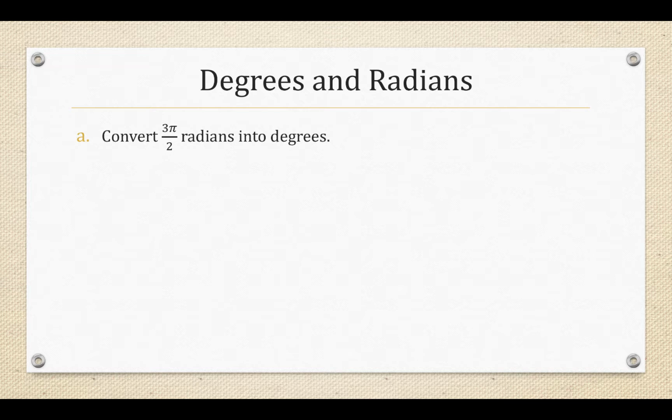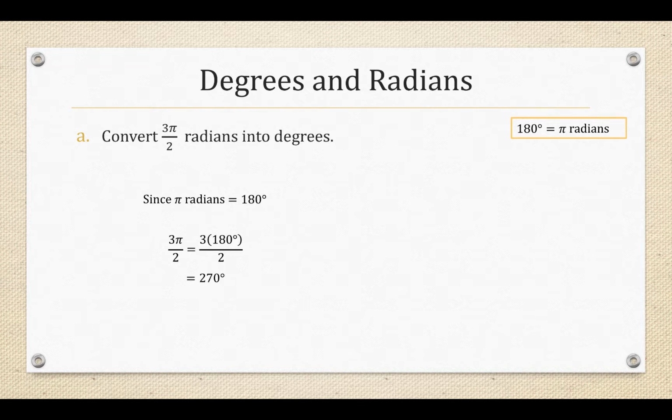We need to convert 3 pi over 2 radians into degrees. Now what we need to remember is that 180 degrees is equal to pi radians. Since pi radians is equal to 180 degrees, 3 pi over 2 is equal to 3 times 180 over 2, which is equal to 270 degrees.